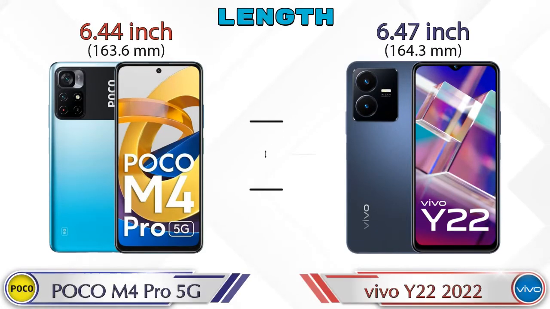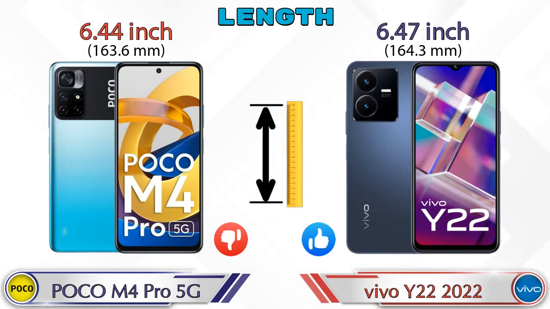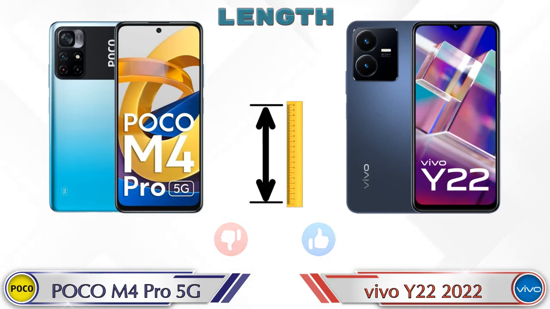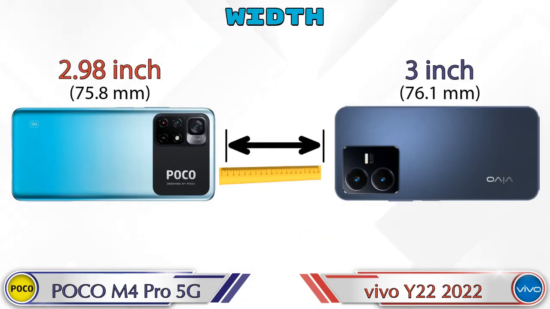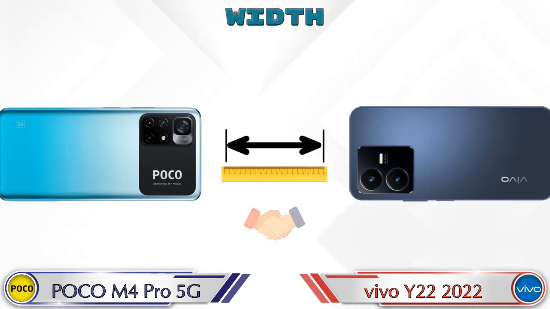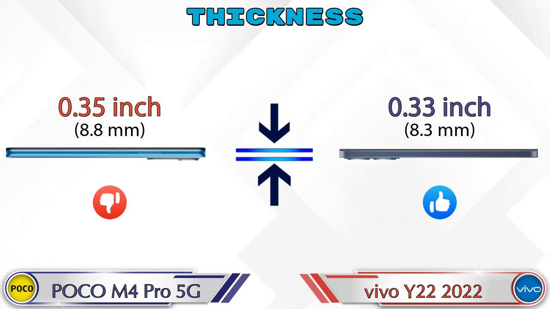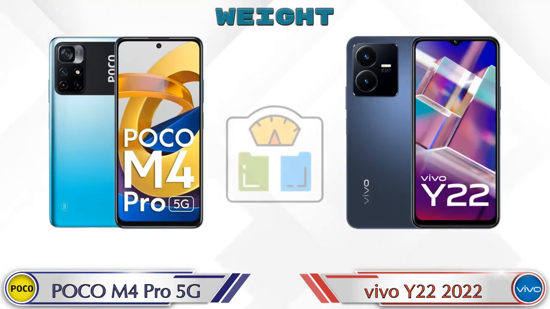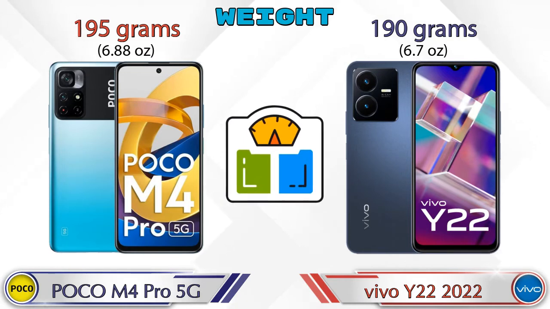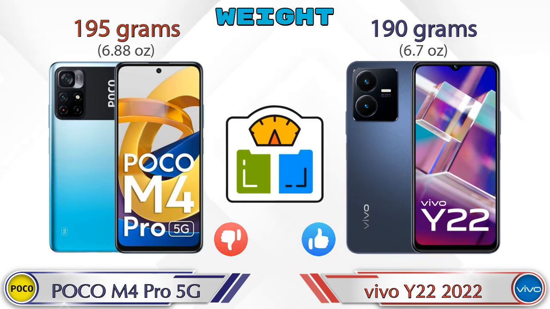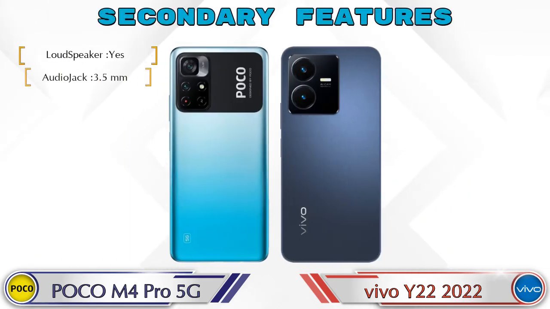Talking about the length of both phones, M4 Pro 5G has 6.44 inch and Y22 it's 6.47 inch. Width, M4 Pro 5G has 2.98 inch and Y22 has 3 inch, which are almost the same. If we talk about thickness then, M4 Pro 5G has 0.35 inch and in Y22 it's 0.33 inch. Now let's talk about weight. M4 Pro 5G it's 195 grams and Y22 it's 190 grams. Let's see the secondary features of both phones.